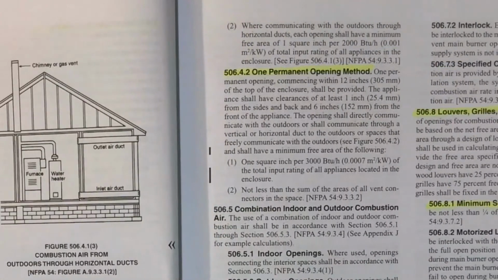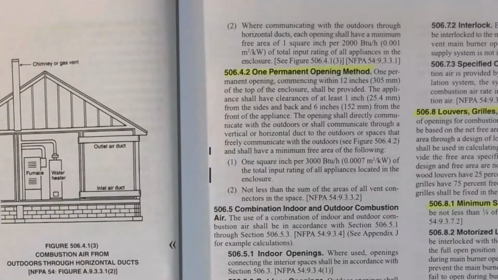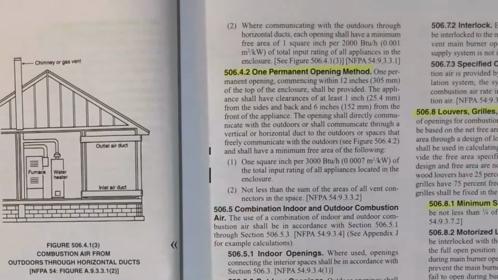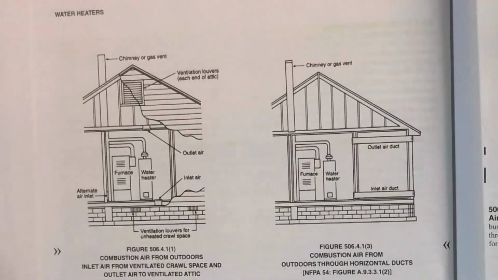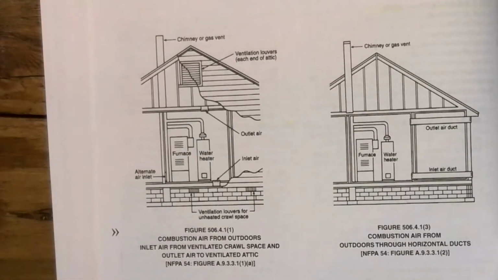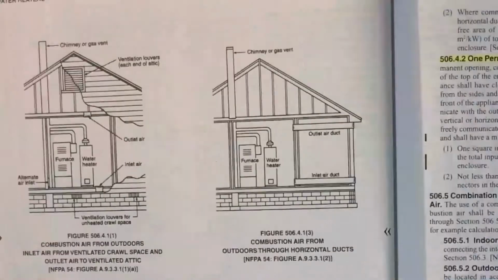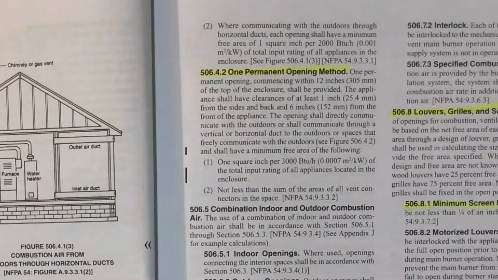Where they're communicating with the outdoors through horizontal ducts, each opening shall have a minimum free air area of 1 square inch per 2,000 BTUs. So now, this same situation right here, 506.4.1, without duct, it's 1 square inch per 4,000 BTUs. If I'm using ductwork, then it's 1 for every 2,000. So we want to make sure that the ductwork, because you're confining it and you're having to take it from the duct, it's actually going to be a larger size. Okay.